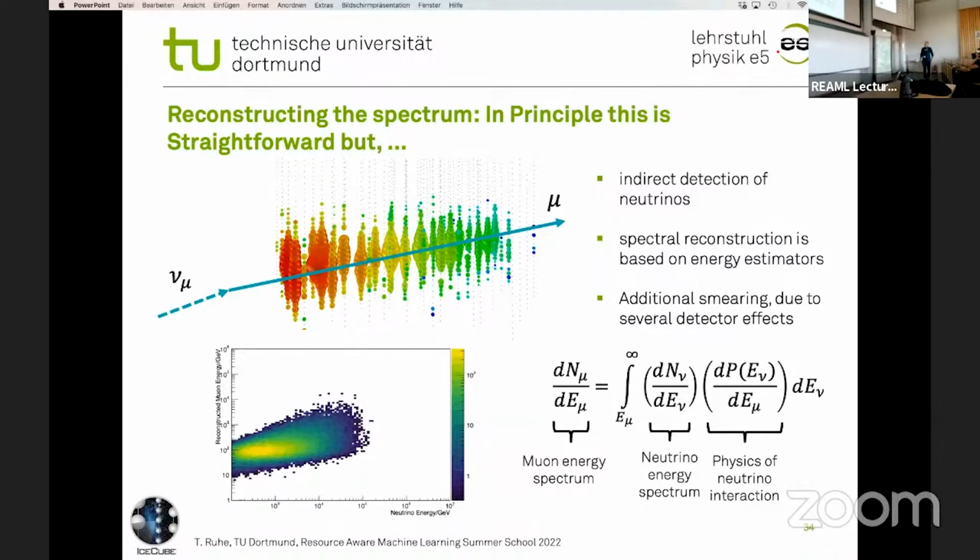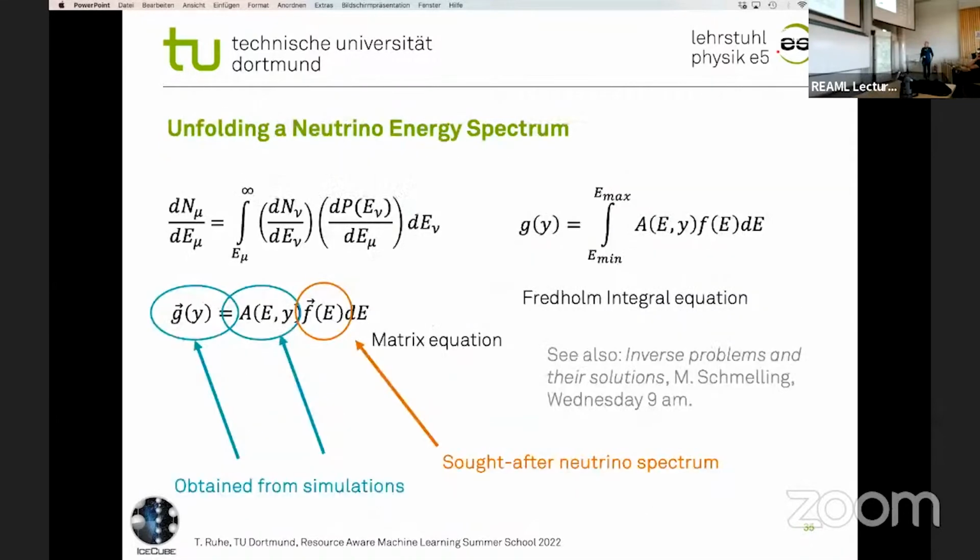Well, there's a bunch of algorithms that can help you do this, and I recommend a lecture on inverse problems and their solution by Michael Schmeling on Wednesday, 9 a.m. Basic point is that we apply, well, first of all, we're not just having the physics of the neutrino interaction here, but replace this with the response function A. And this response function A basically captures, and we have a sought after neutrino spectrum right here as F. And then you can apply likelihood, for example.